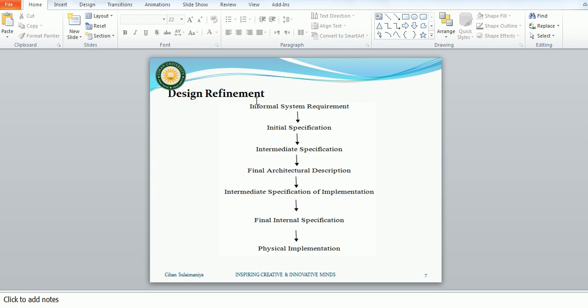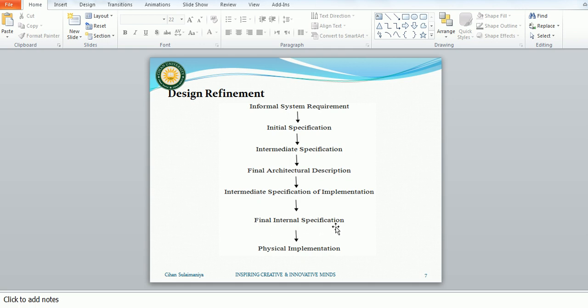So here, design refreshment as an object. First of all, we are going to do informal system requirement: what you need, what you want to do. Then the initial specification: how many inputs you have, how many outputs you have. Then the intermediate specification, where you draw the graphs. Final architecture design: you put the inputs and outputs in these graphs. Then intermediate specification and implementation.